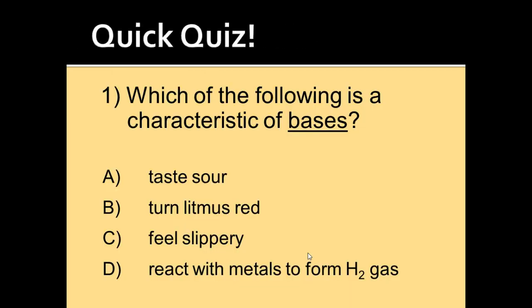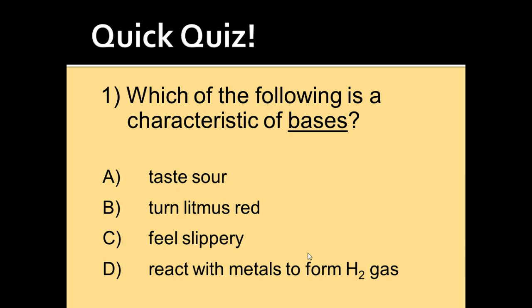And so here's a quick quiz to see what you learned about acids and bases. Question one, which of the following is a characteristic of bases? So let's go back to the slide so we can review all the characteristics. But before we review, let's just look at our answers. A, tastes sour; B, turns litmus paper red; C, feels slippery; or D, reacts with metals to form H2 gas.